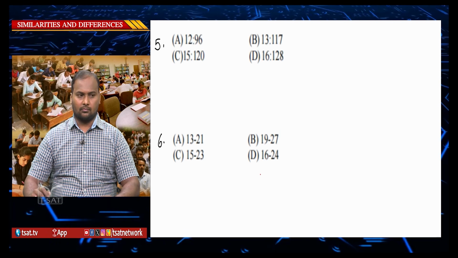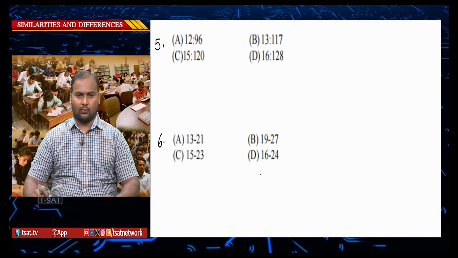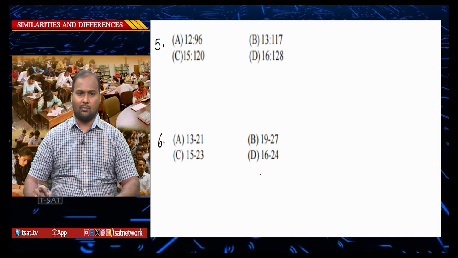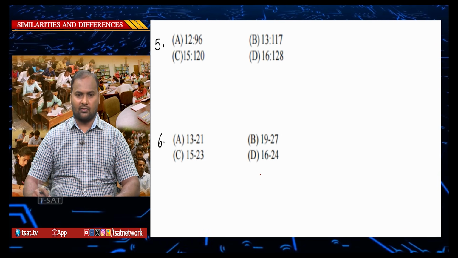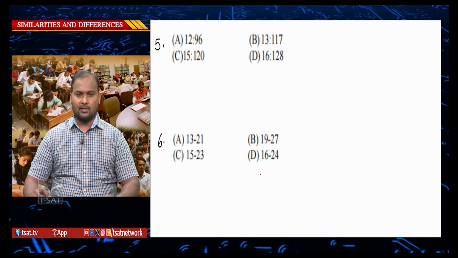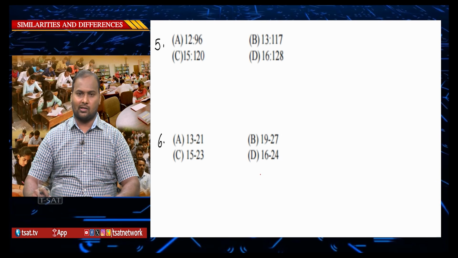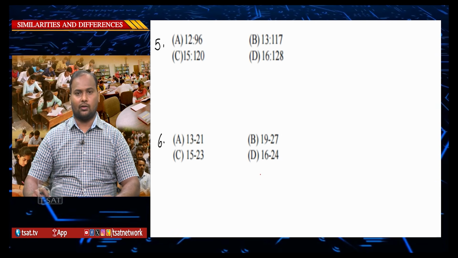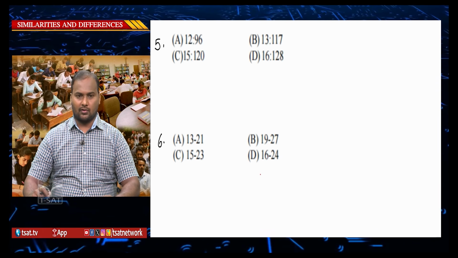If you see this question, 12 96, 13 117, 15 120, 16 128. Same here, 12 is a small number, 96 is a big number. 13 is a small number, 117 is a big number in option B. In option C, 15 is a small number, 120 is a big number. In option D, 16 is a small number, 128 is a big number. So the same logic one needs to apply: either squares, cubes or multiplications or combinations.